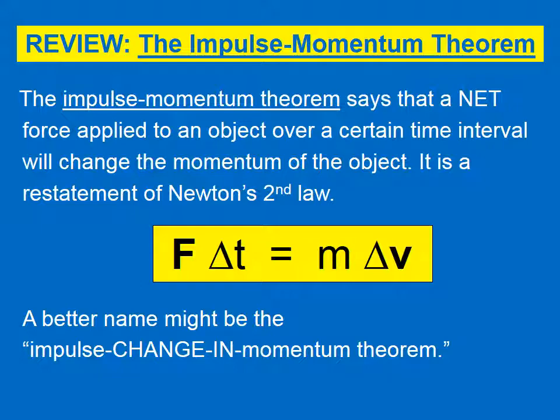Recall that the left side of this equation, F times delta t, is a term we call the impulse. Hence the name impulse momentum theorem. A better name might be the impulse change in momentum theorem.